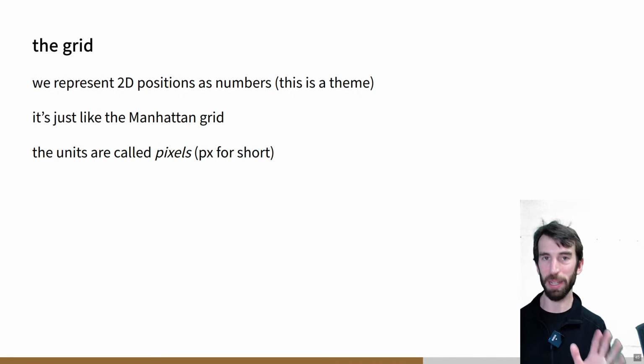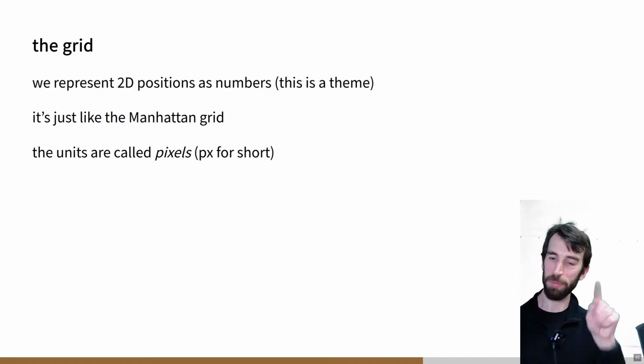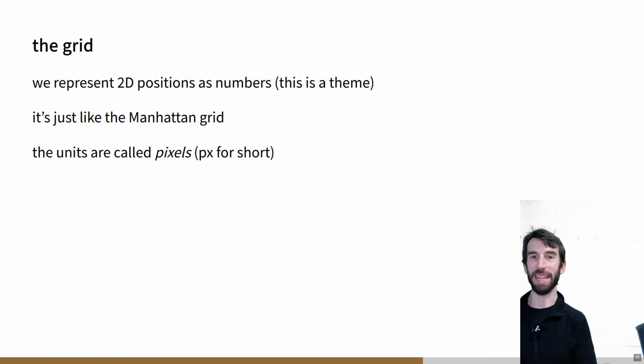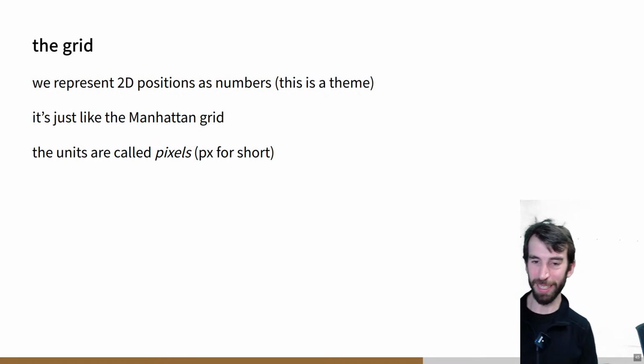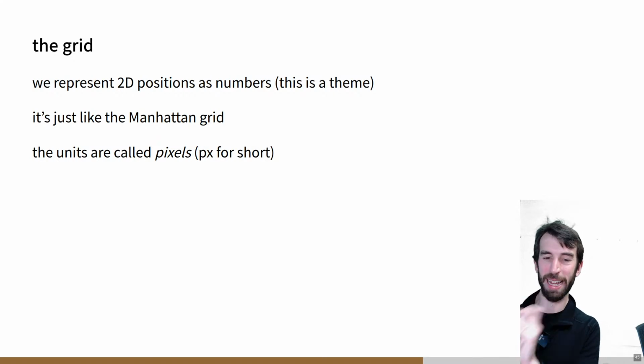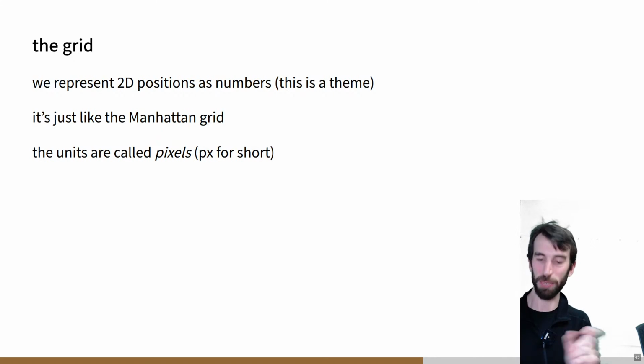This is a theme. Everything's going to be numbers. It's just like the grid of a city or graph paper from high school. The units of location are called pixels, or px for short. Pixel stands for picture element. It's like the smallest element of your image is 1 pixel, which can be exactly 1 color.